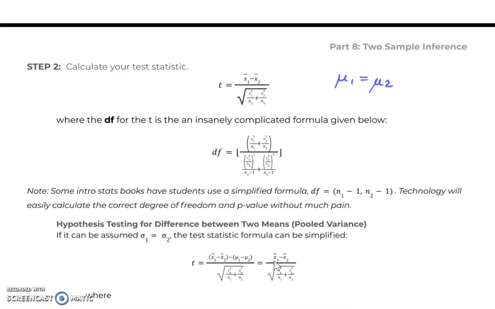The calculation for the degrees of freedom gets very complicated. However, technology will give us the degrees of freedom, so we're simply going to skip over that. Some stats textbooks have a simplified version looking at the lower of the two sample sizes and subtracting one from it. Again, that would be a simplified formula, but technology will give us the correct degrees of freedom.